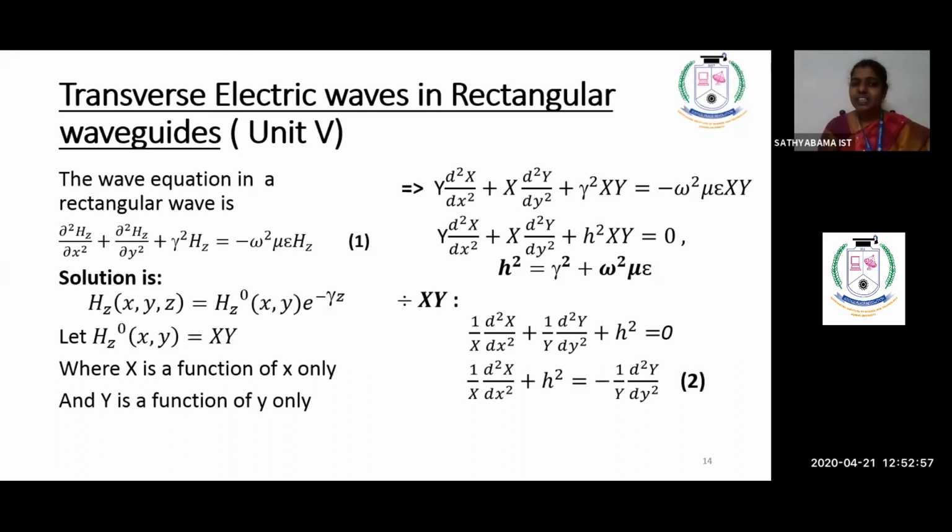That is why I have written Hz naught of xy equal to capital X times capital Y. Capital X means it is a function of x direction. Capital Y means it is a function of your y direction. So now what I have to do, when two derivatives are in a single equation, I cannot write a solution. I have to separate the equation into two separate derivatives. One equation for x direction, one equation for y direction, then only I can proceed. Correct?